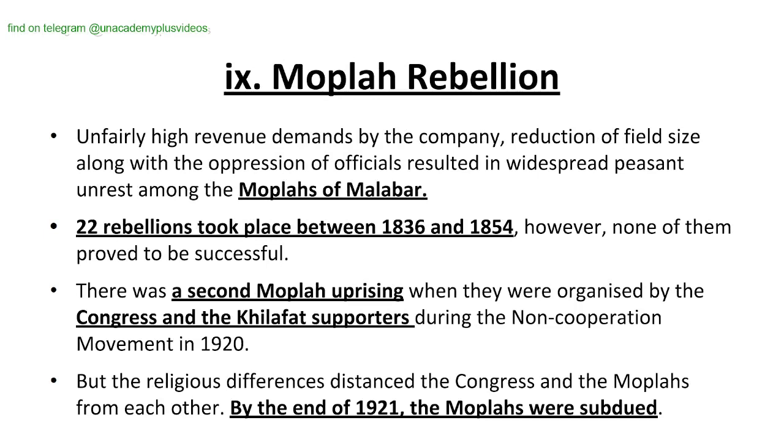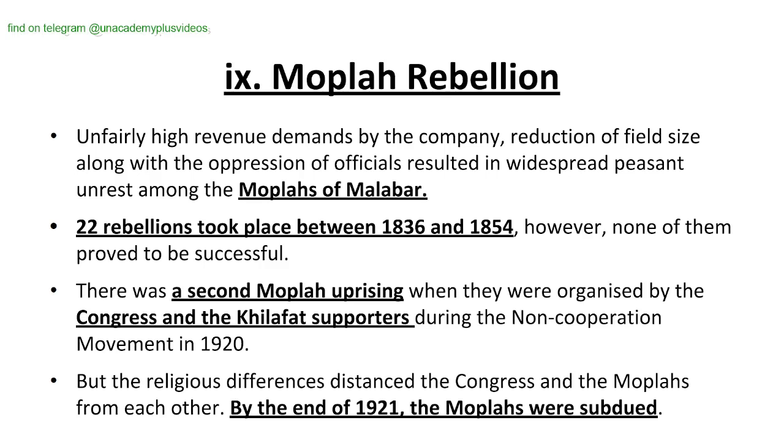Mopla Rebellion. Unfairly high revenue demands by the Company, reduction of field size, along with the oppression of the officials resulted in widespread peasant unrest among the Moplas of Malabar. 22 rebellions took place between 1836 and 1854, however, none of them proved to be successful.